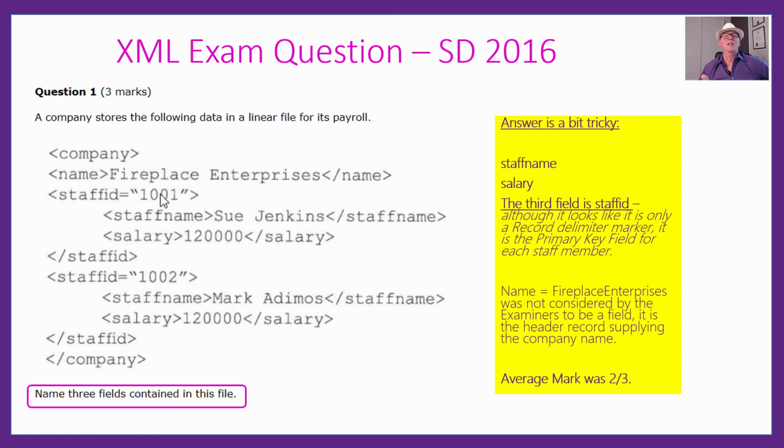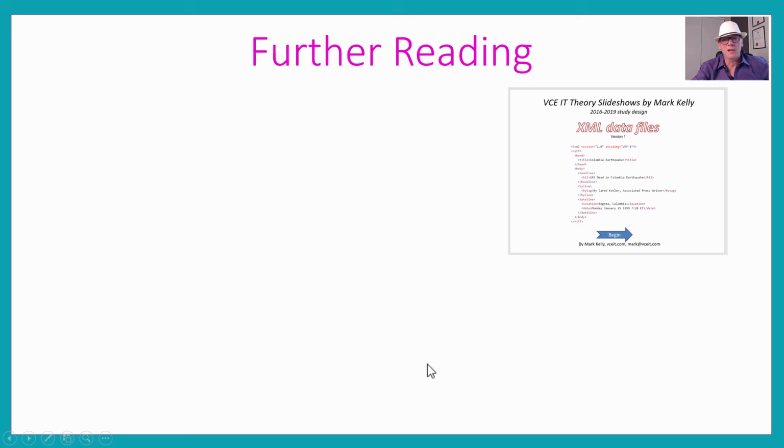So maybe after the next lesson, this would have made a lot more sense and you would have found it easier. But you should have been able to figure out staff name and salary and got 2 out of 3 like everyone did in Victoria, and maybe you struggled with this one, okay? But Fireplace Enterprises, no, that wasn't considered by the examiners to be a field. They just considered that to be a header record that gave the name of the company.